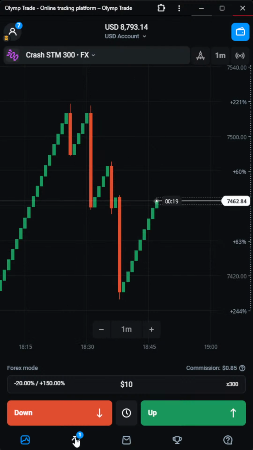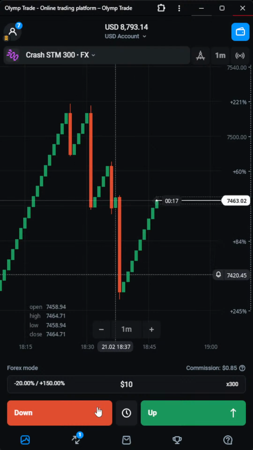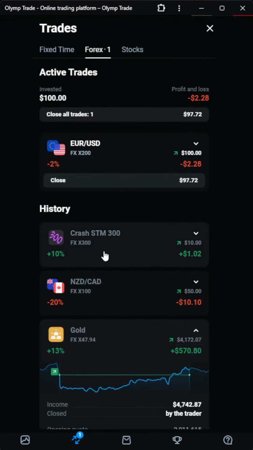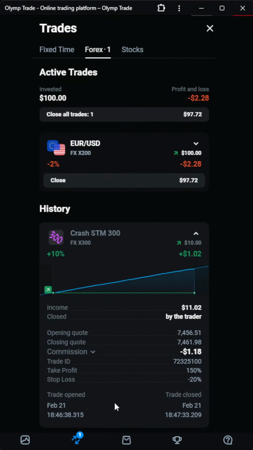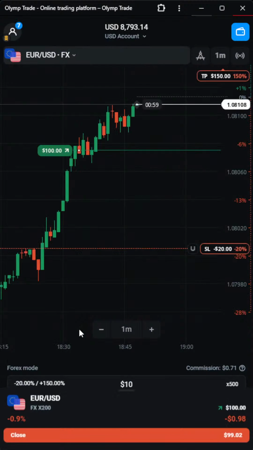Once you close the trade, this is the method we call the scalping method. Scalping means you stay in the market for a very short duration. In our scenario, we were in the market for, I believe, just a minute. Can you see this? 1846.38 and here 1847.33. Just in a minute, we were able to make around 10% profit. So this is the scalping approach that we are applying here.